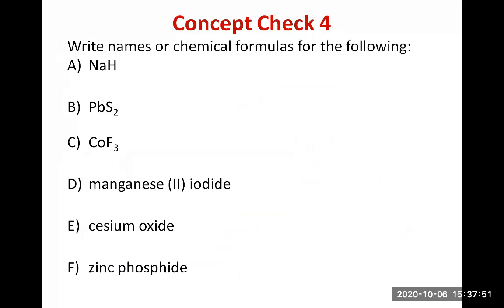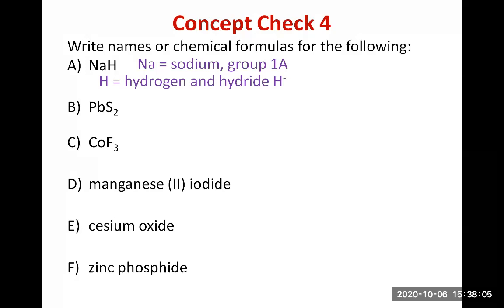Okay, so the name of NaH. Na is sodium. It's in group 1A. It's an alkali metal. H is the hydrogen, but as the second in the name here as a non-metal, it's the hydride ion, so H minus 1.